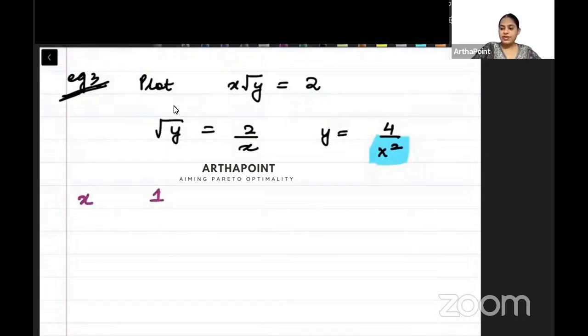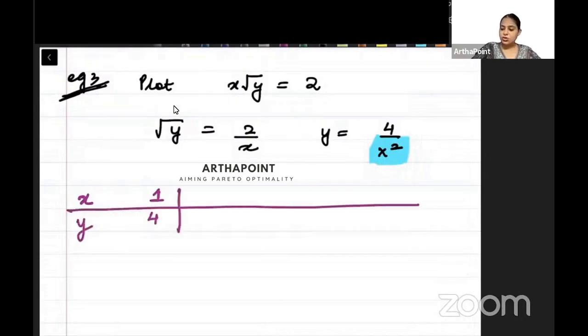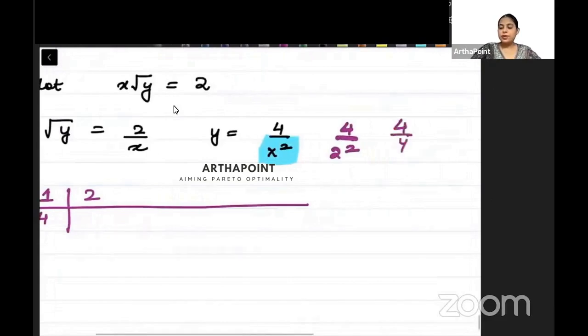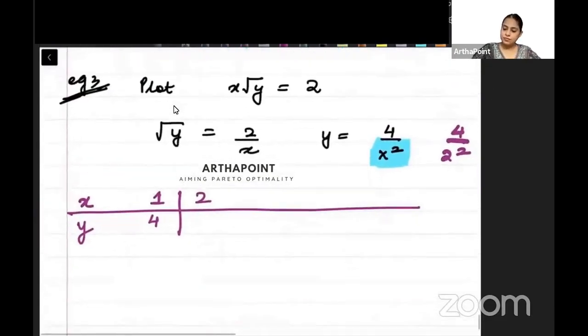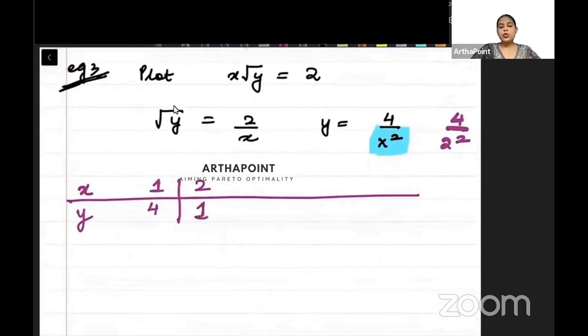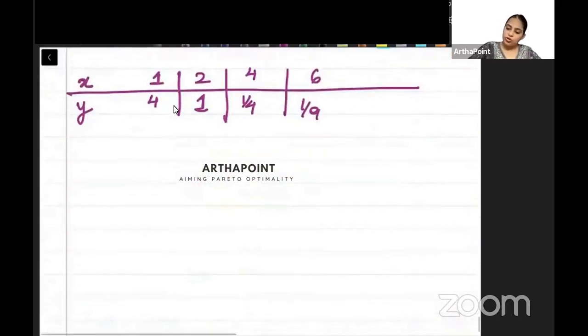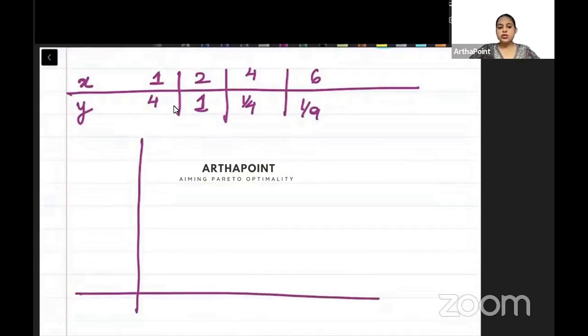So let's say I take x as 1. So 4 divided by 1 will be 4. So y will be 4. Suppose beta I take x as 2. So 4 divided by 2 square. That means 4 divided by 4 माने 1. You can take other values. Suppose you take x as 4. तो y 1 by 4 आएगा. Take x as 6. Y 1 by 9 आएगा. So how can you plot this? कैसे plot कर सकते हो?